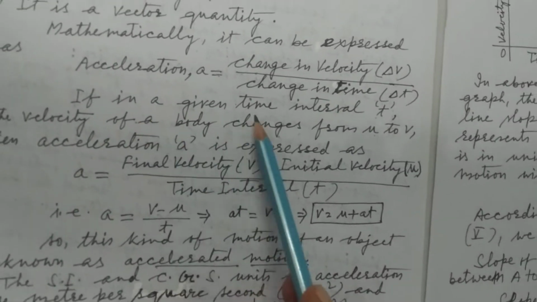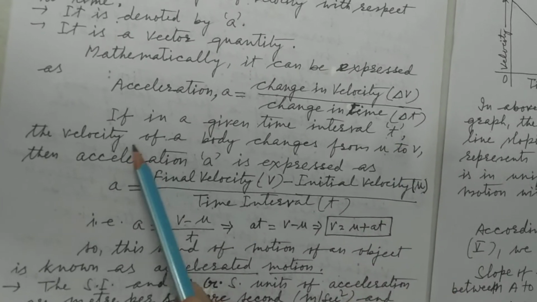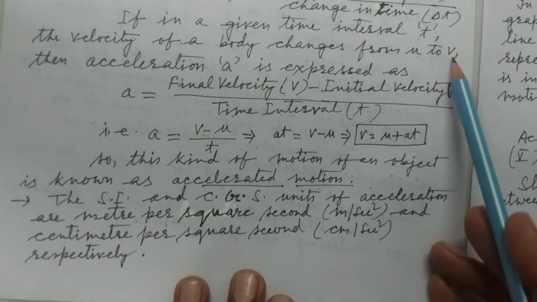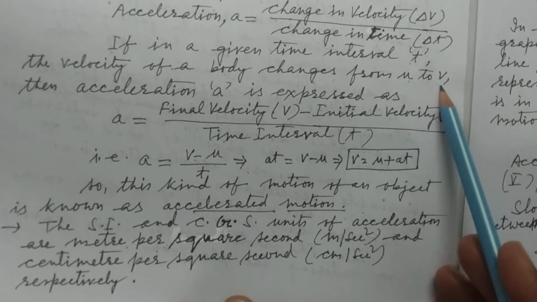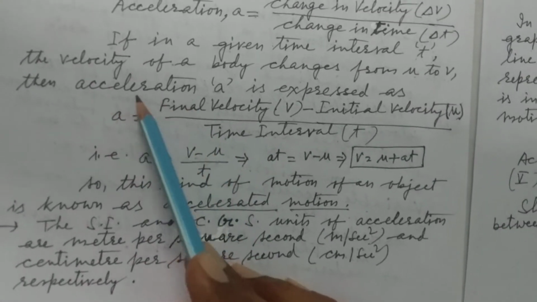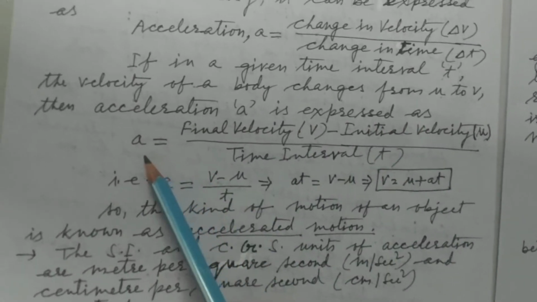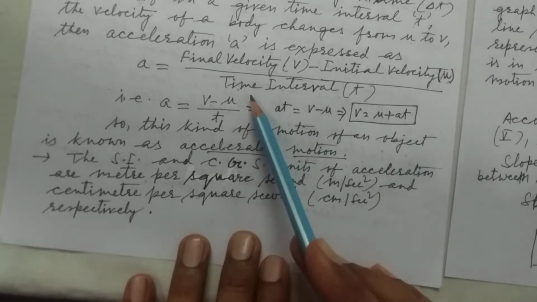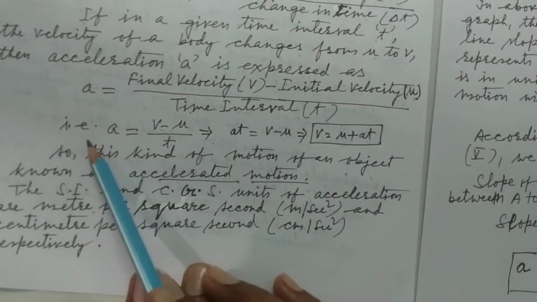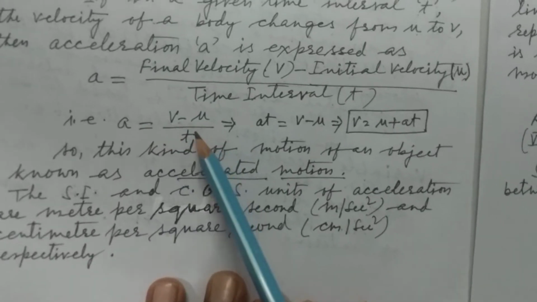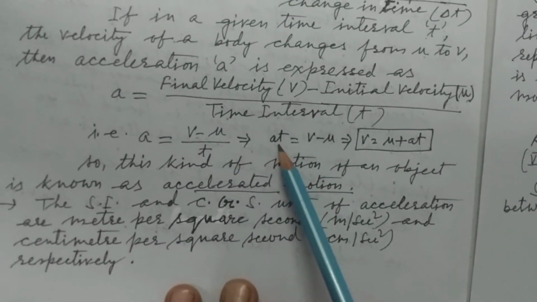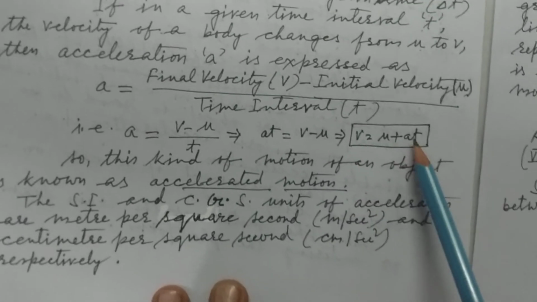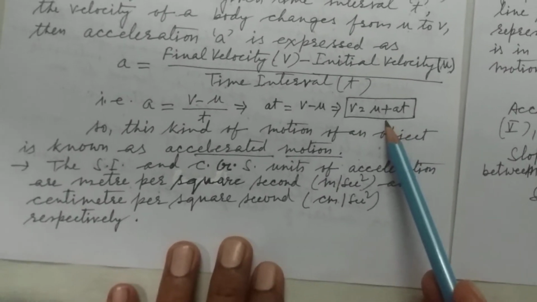If in a given time interval t, the velocity of a body changes from u to v, where u is the initial velocity and v is the final velocity, then acceleration a is expressed as a equals final velocity v minus initial velocity u upon time interval t. So a equals (v minus u) upon t. We can write it another way: at equals v minus u. So v equals u plus at. This is called the first equation of motion.